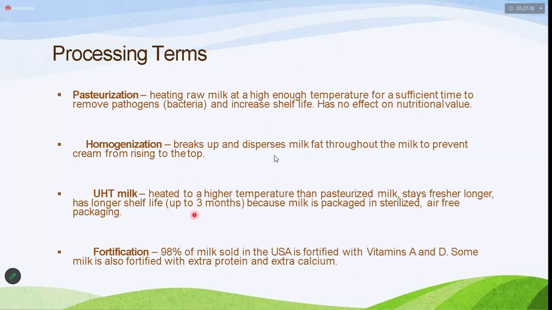Pasteurization of milk is done to destroy the microorganisms which are available in the milk. Basically, we are using a very simple temperature, around 63 centigrade, to avoid denaturation of the protein. Protein is not denatured, but we have a method of killing the live microbes.